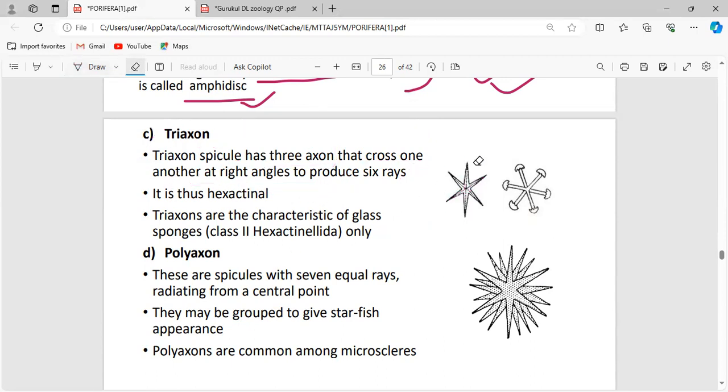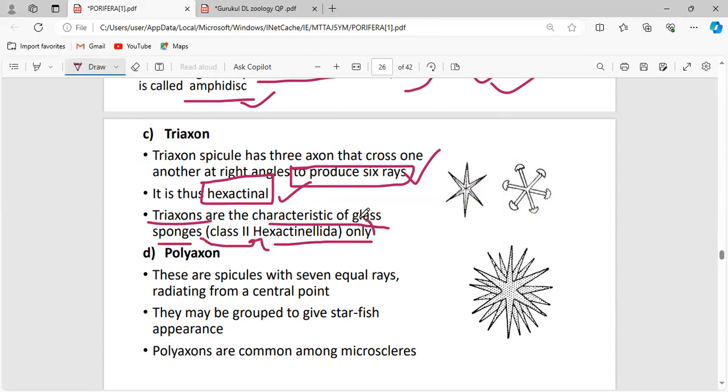The question may be asked, in which type of axon do the spicules cross one another at right angles to produce 6 rays? And you have to know this will be the triaxon. So it is producing the 6 rays. As it is producing the 6 rays, it is called hexagonal. And this triaxon is the characteristic of glass sponges, which are placed under the class Hexactinellida. So you have to know this triaxon is the characteristic feature of only the glass sponges.